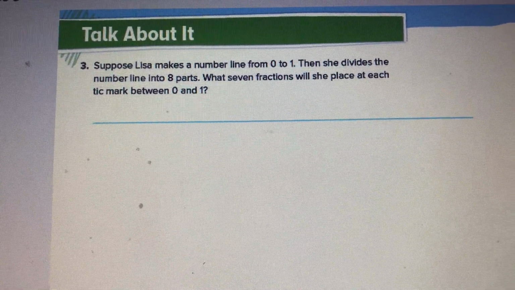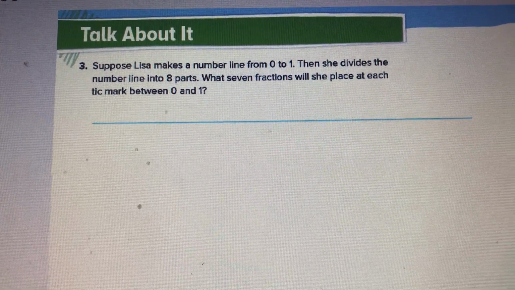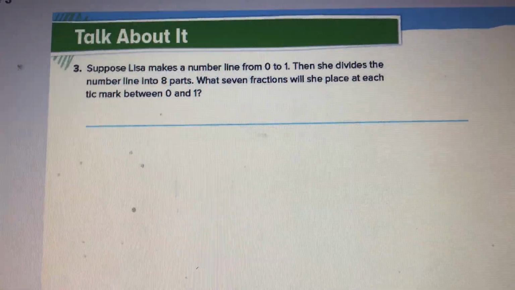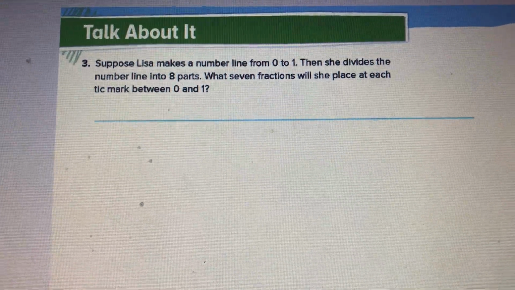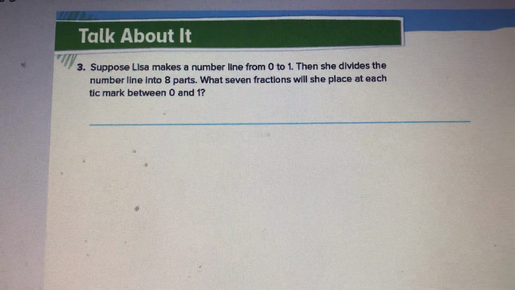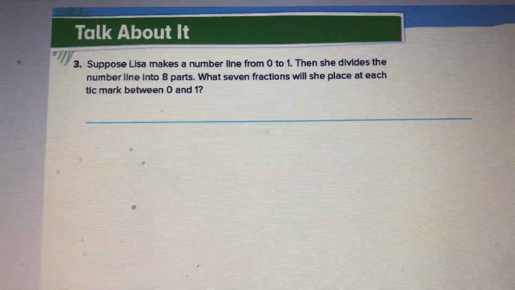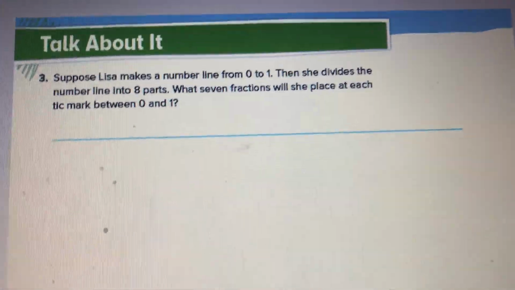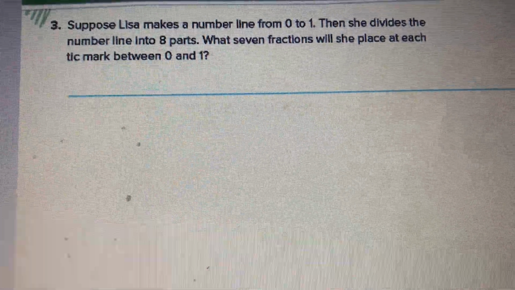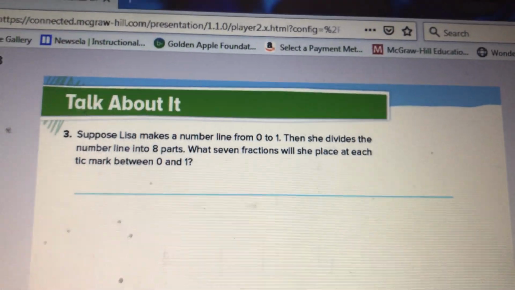Suppose Lisa makes a number line from 0 to 1. Then she divides the number line into 8 parts. What 7 fractions will she place at each tick mark between 0 and 1? I helped you out on this one a little bit. Sorry for my wobbly camera here.